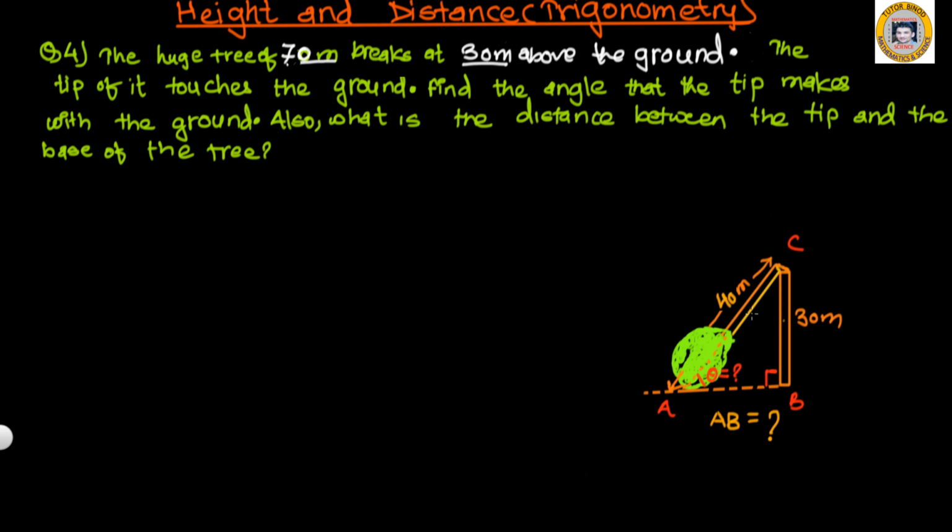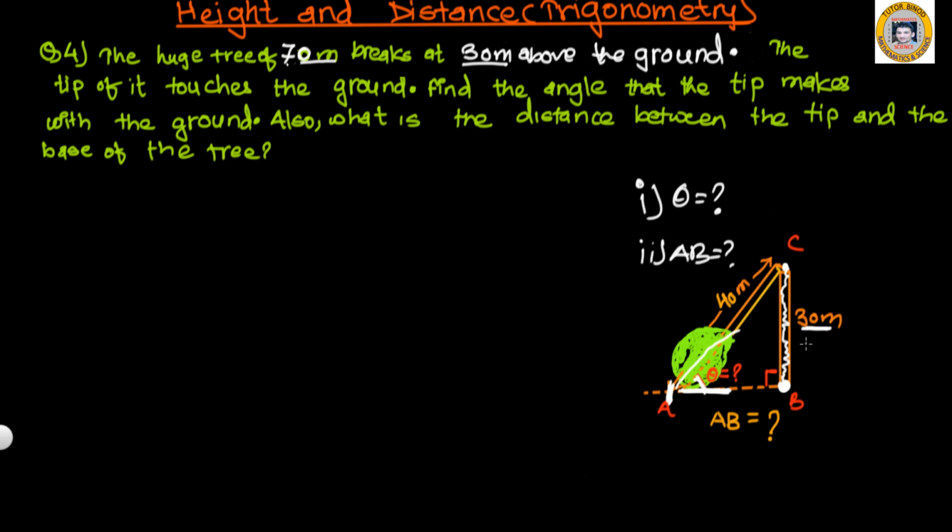So the first question is we have to find the theta or the angle, which is angle CAV, whereas the second question is we have to find the distance between the tip of the tree with the base of the tree. So second question is we have to find AV. So how can you find it? Since the tree is broken at 30 meter above the ground, so this is 30 meter, we can use this relation.